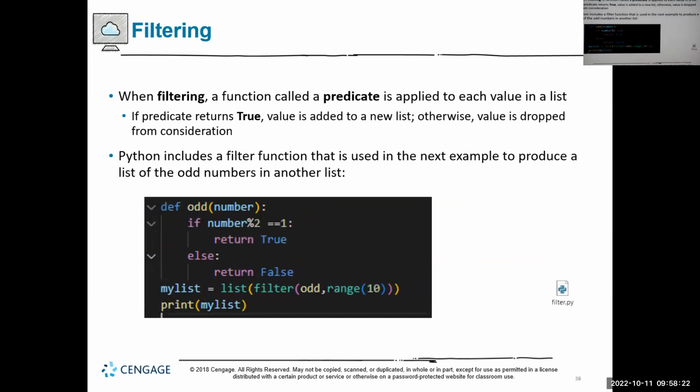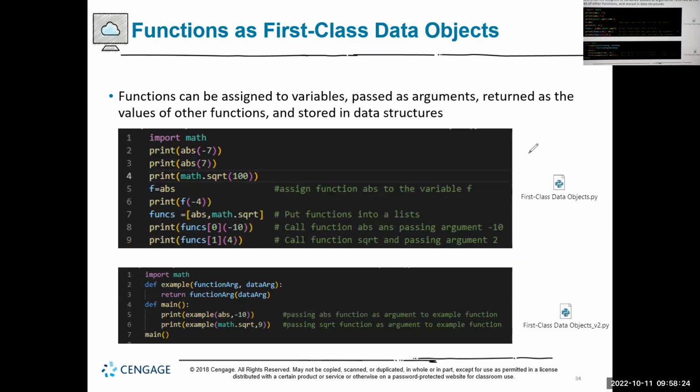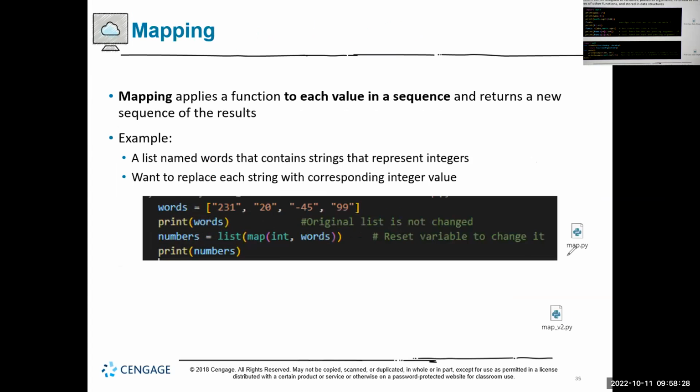So that I think is very interesting. That is beyond the normal function normally used in everyday work. The mapping applies the function to each value in the sequence and returns the sequence of the results. For example, you have a list named words that contains strings that represent integers, and you want to replace each string with the corresponding integer value here.